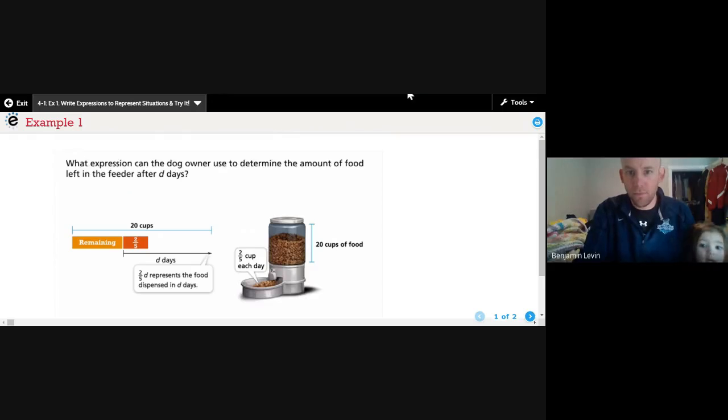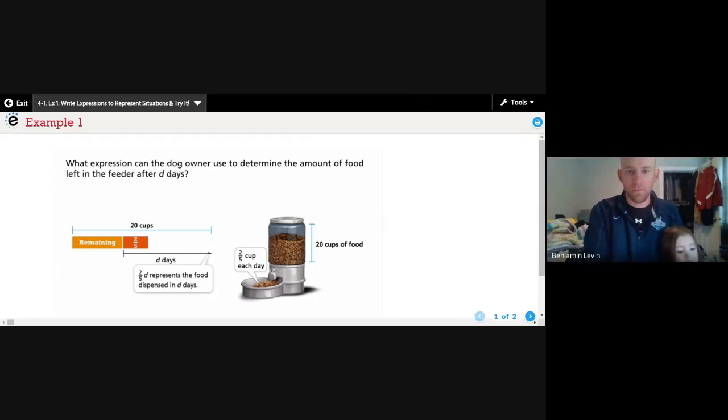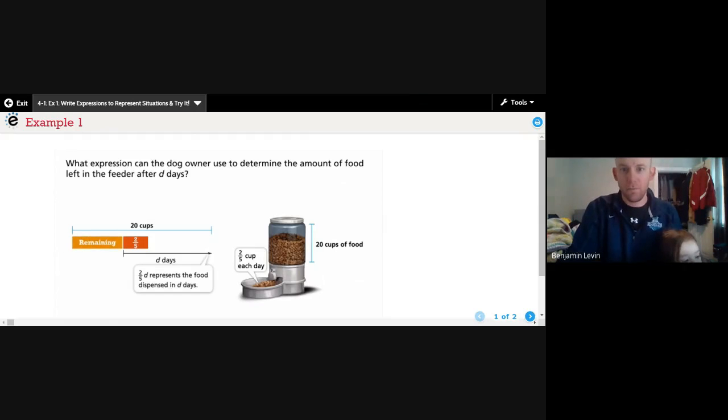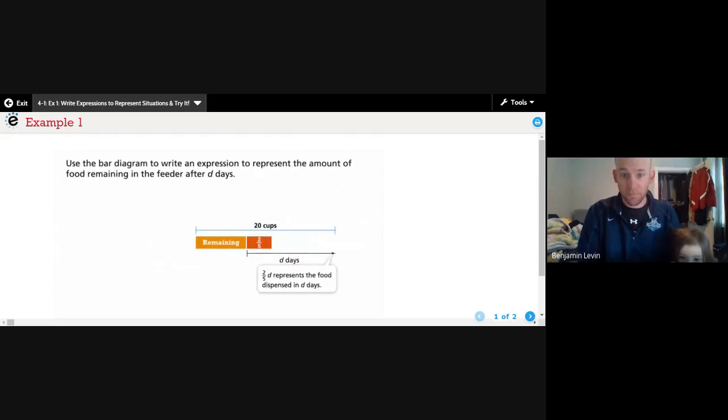So, what expression can the dog owner use to determine the amount of food left in the feeder after D days? Use the bar diagram to write an expression to represent the amount of food remaining in the feeder after D days.